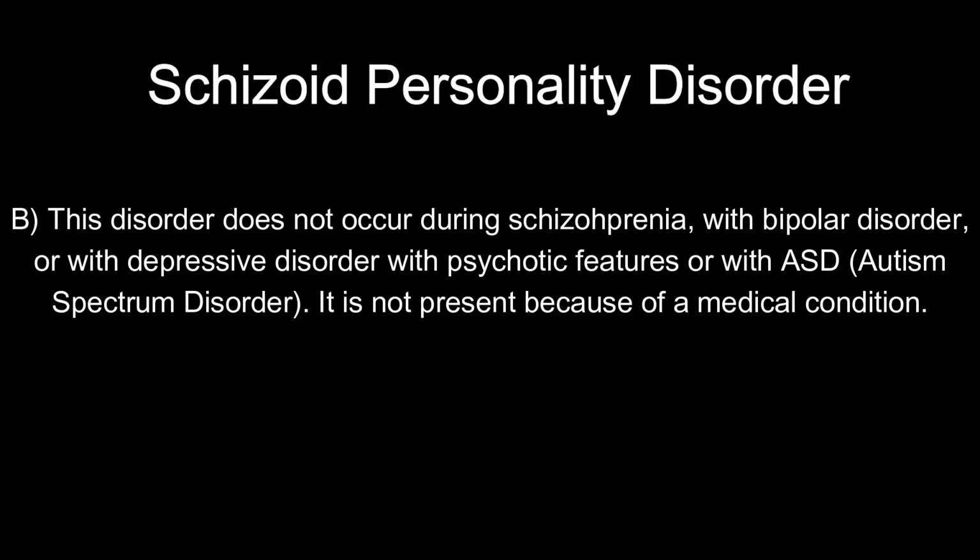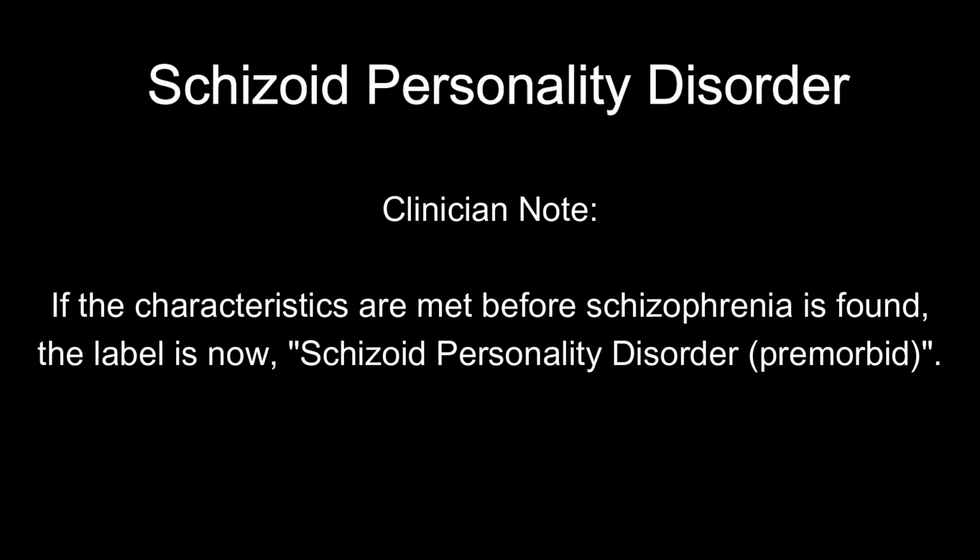And then B, this disorder does not occur during schizophrenia, bipolar disorder, or depressive disorder with psychotic features, or with autism spectrum disorder. It is also not present because of a medical condition. And then there's a clinician note: if the characteristics are met before schizophrenia is found, the label is now schizoid personality disorder, premorbid.